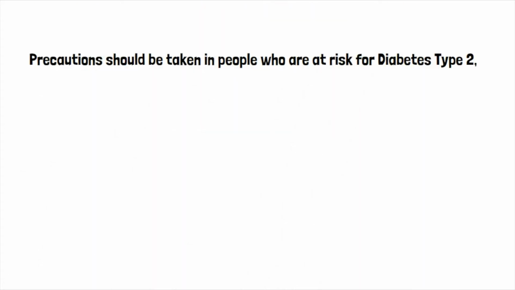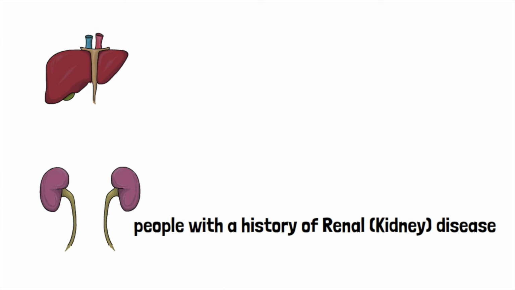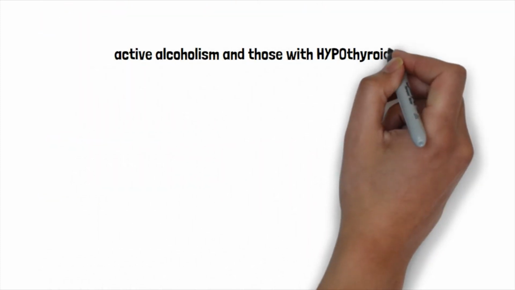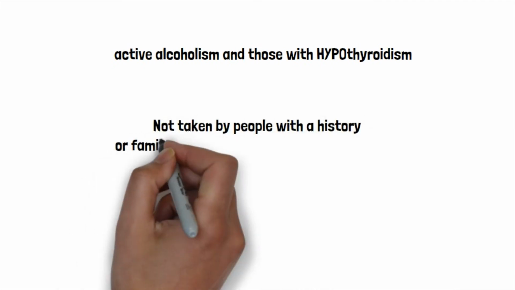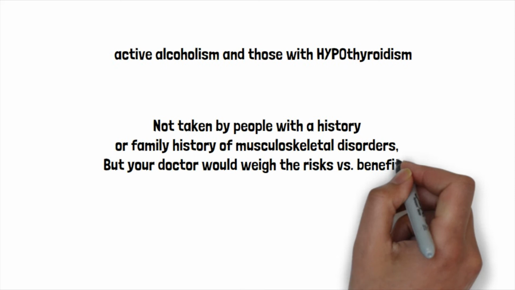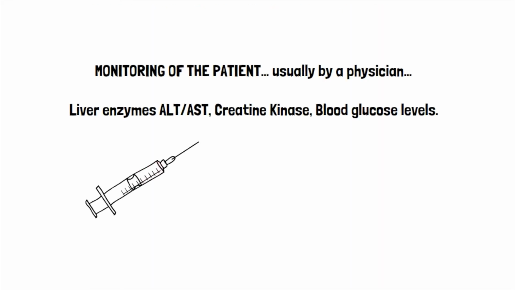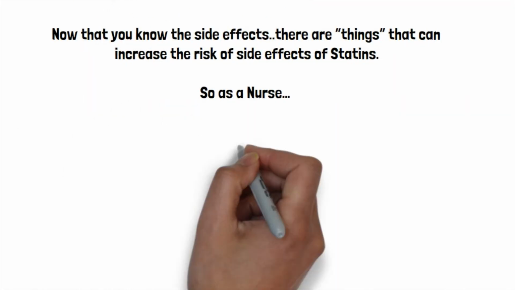Precautions should be taken in people who are at risk for type 2 diabetes, people greater than 65 years of age, people with a history of renal disease and or liver disease, active alcoholism, and those with hypothyroidism. Other precautions are that statins should not be taken by people with a history or family history of musculoskeletal disorders, but a doctor would weigh the risks versus the benefits. Now that you know the side effects, there are things that can increase the risk of side effects of statins.